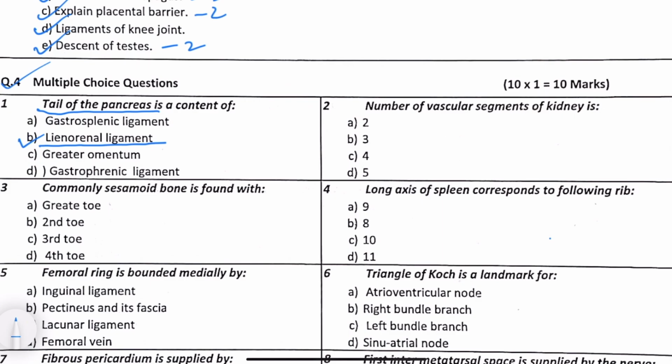And let me tell you the other structures found here in the linorenal ligament. One is the splenic artery and the splenic vein.